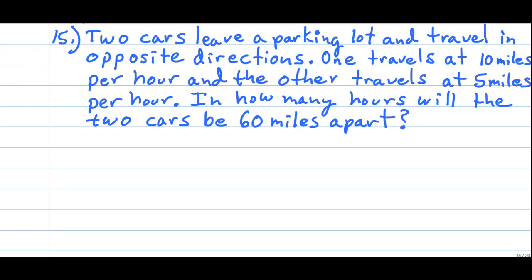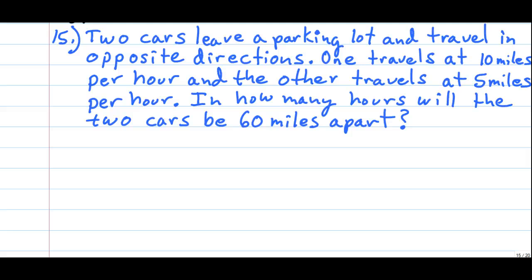In question number 15, we're told that we have two cars that leave a parking lot and travel in opposite directions. One travels at 10 miles per hour and the other travels at 5 miles per hour. In how many hours will the two cars be 60 miles apart?